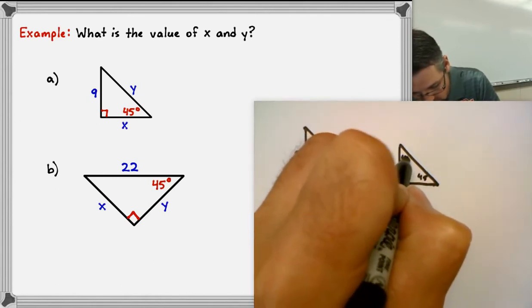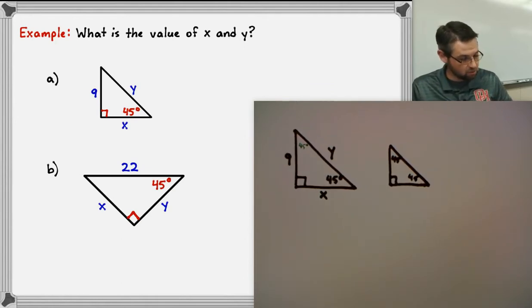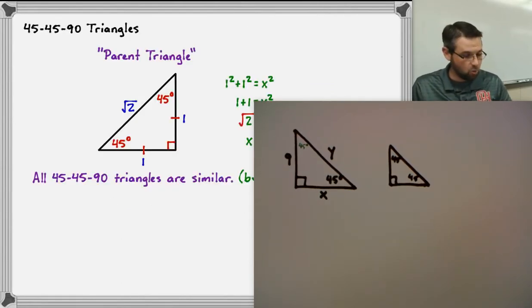45, 45, 90. Now, do you remember the side lengths of that 45, 45, 90? Let's go back and take a look. What do we notice? In a 45, 45, 90 triangle, the two legs are equal to each other, and they're both 1. The two legs are 1, and the hypotenuse is radical 2. 1, 1, radical 2. It makes sense because 45 and 45 are the same, so the two sides across from the 45s are the same as well, 1, 1. And then the hypotenuse is radical 2.